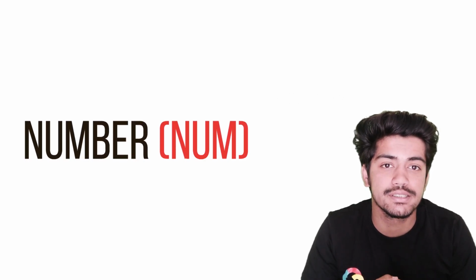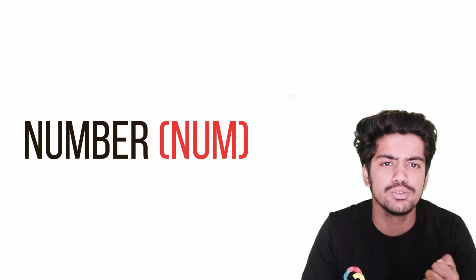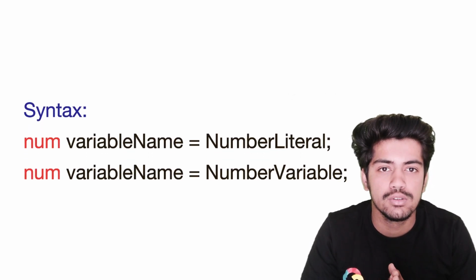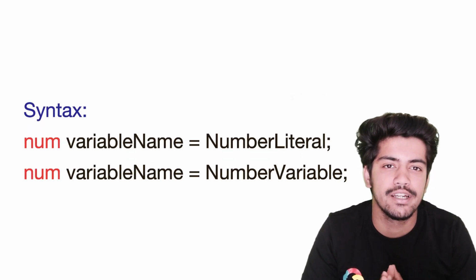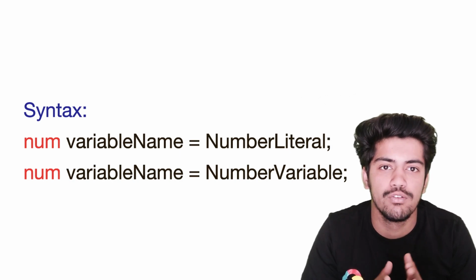The first data type is the num data type. We use it when we want a variable that has a number value. So let's see how we can declare it. The basic syntax is as follows. Now let's follow this syntax and initialize some num type variables.